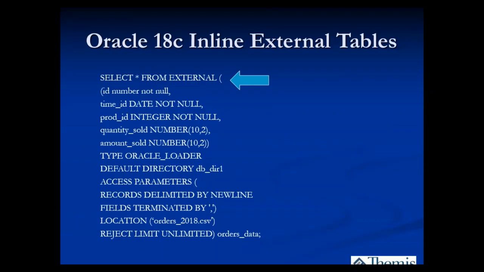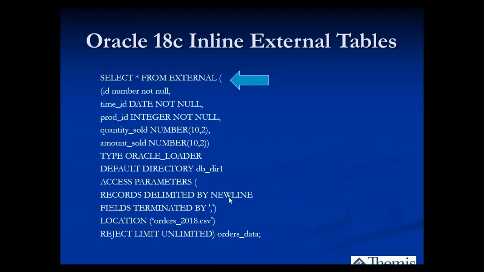So here's an example just on this page. They're creating a new table here. Notice there's a new keyword here called external. They're selecting every column from external, and this particular table really doesn't have a name, but it does have a file name and a location and such. So you see we list, just like with regular tables, some columns like ID and time ID and prod ID, quantity sold, amount sold, their definitions.